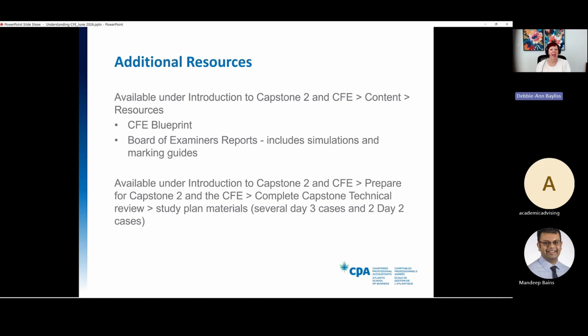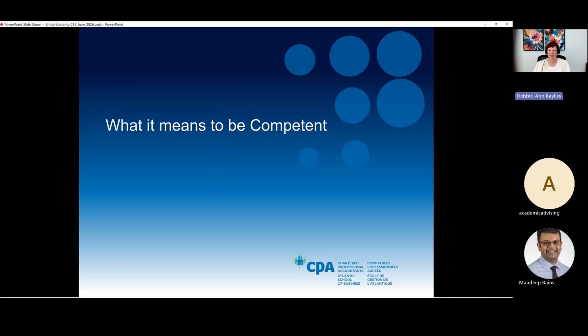Also, very important information that you have access to, again under Introduction to Capstone 2 and CFE, and under the Complete Capstone 2 technical review, is study material. In that material, there are several day 3 cases and 2 day 2 cases. So again, the best way to prepare for CFE is to practice previous CFE cases within the time frame that you're given.